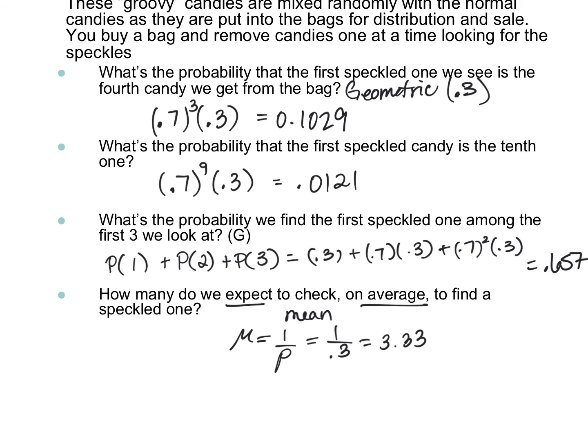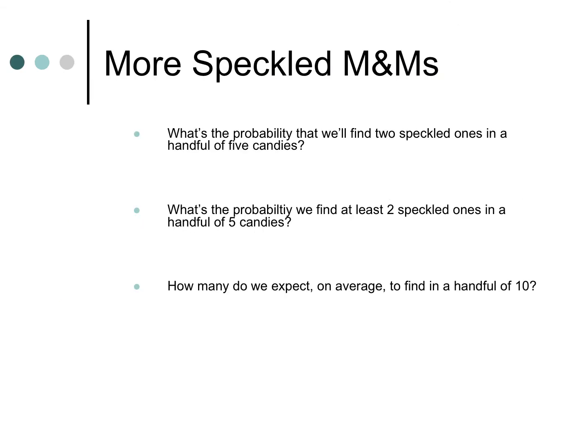Yes, 1 will always be on top. It's always 1 over p. And we're almost never asked for the standard deviation of the geometric model. But that formula is on the formula sheet. So if you're ever asked for that, reference the formula sheet. Okay, questions on that?